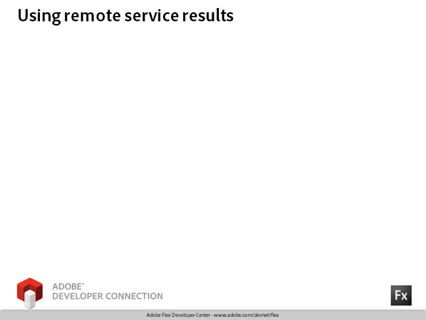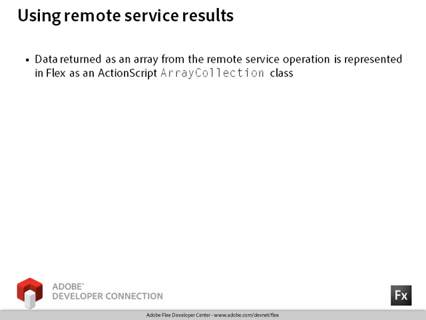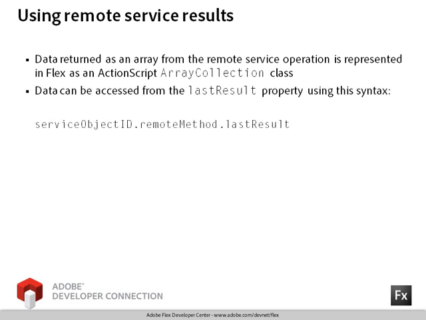Like the HTTP service object, if the data is returned as an array of objects, then Flex will convert it to an instance of the ArrayCollection class. Also, like the HTTP service object, you can directly access the data through the lastResult property. The syntax for the remoting services uses dot syntax starting with the service object's ID property. Then you reference the remote method name and then the lastResult property itself.